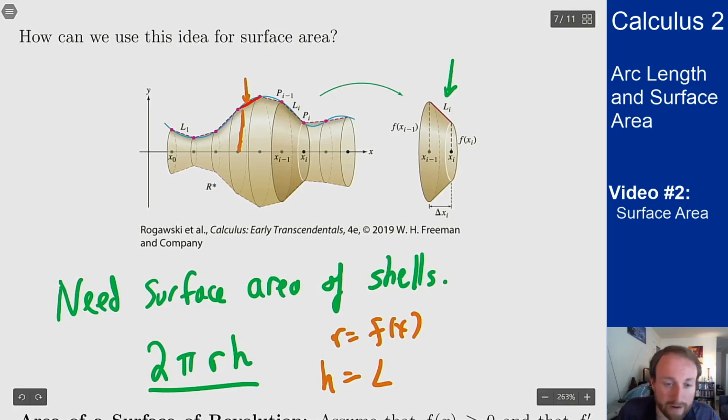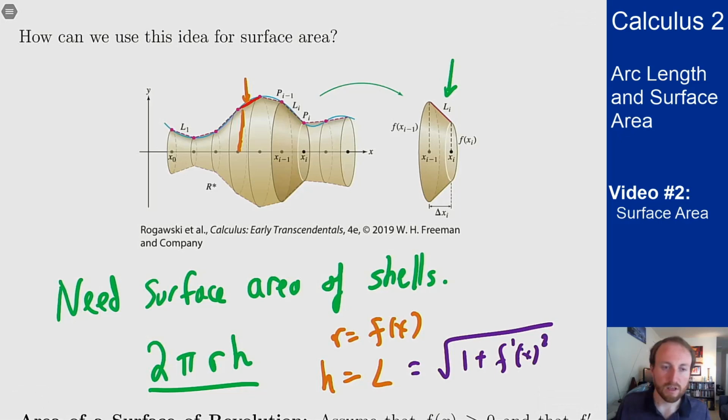But we know how to find L. We did this before. This L was square root 1 plus f prime of x squared. That's how we found arc length. So putting all this together, we can get a formula for finding the surface area of solids of revolution.